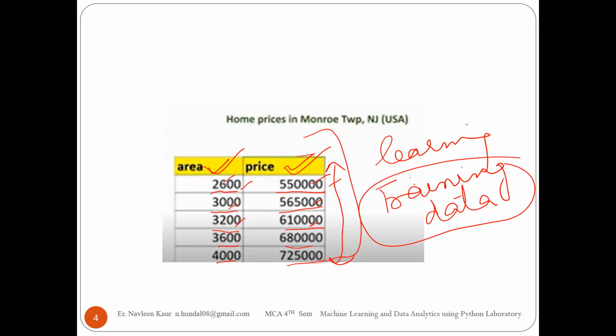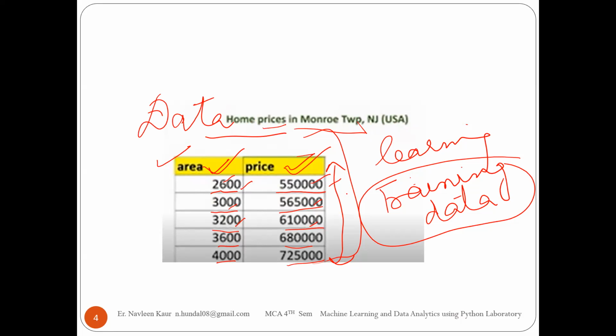Can you see that I have one table? This is actually data I have, in tabular form. This whole data is about prices of homes in some city of USA, that is Monroe TWP in New Jersey. The area of the house and its respective price is mentioned in the table.